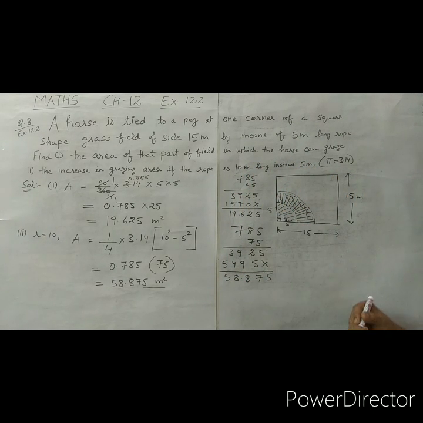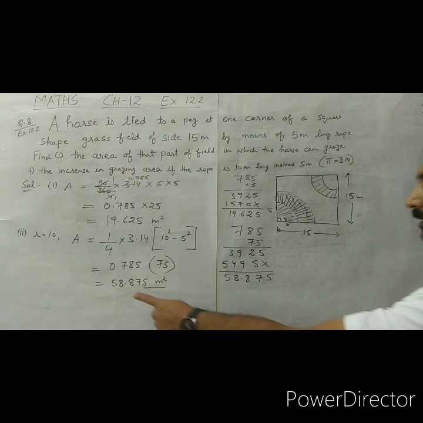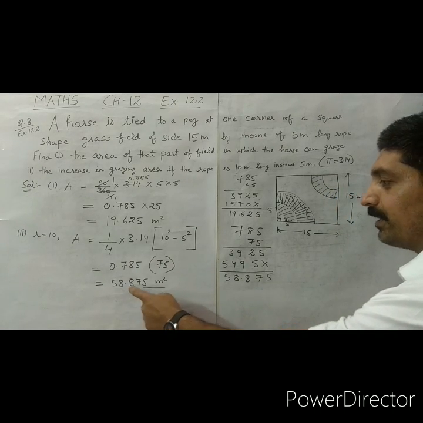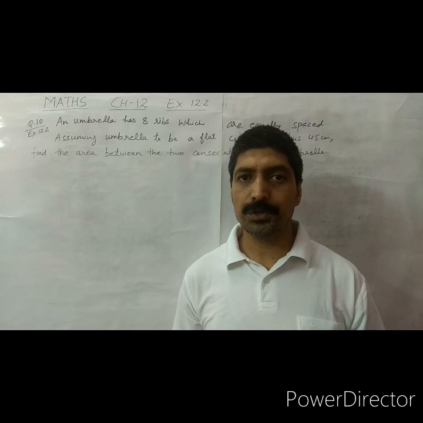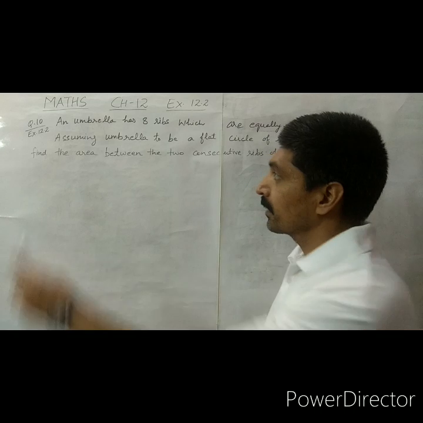So dear students, I hope the calculation is very clear. In first part, we have to find only the area of the quadrant, and then we have to find the area of this, like we are finding the area of the ring. Here we are finding the difference of these two quadrants in this way. So here the second part, that is the area, is 58.875 meter square.